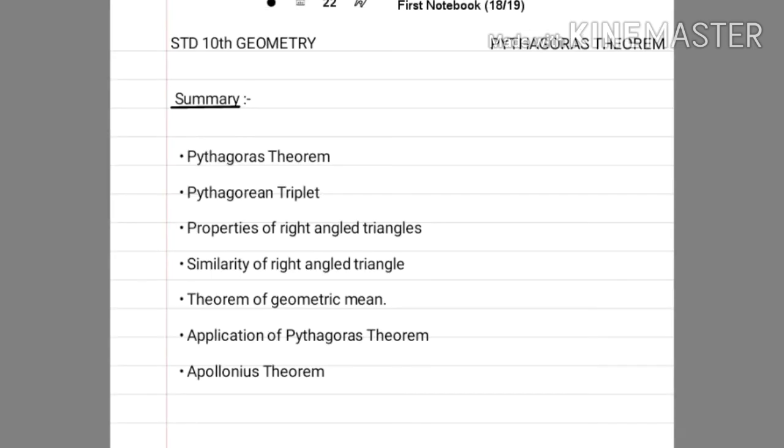Let's see the summary now. So let's summarize what we have learned in this entire chapter. First, we got to know what a Pythagoras theorem is, and we knew it from our childhood, right? So in this video, we tried to prove it and got to know how the Pythagoras theorem was derived. It gives us the relation between the hypotenuse and the sides of a right angle triangle.